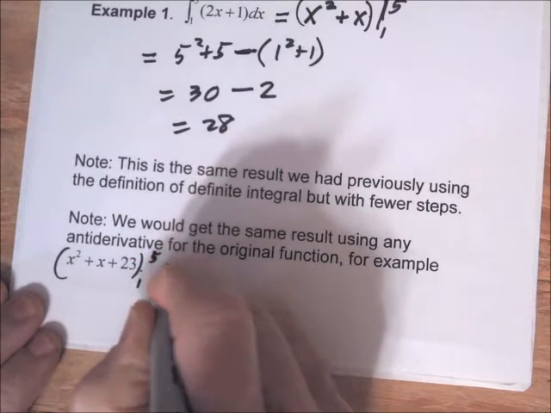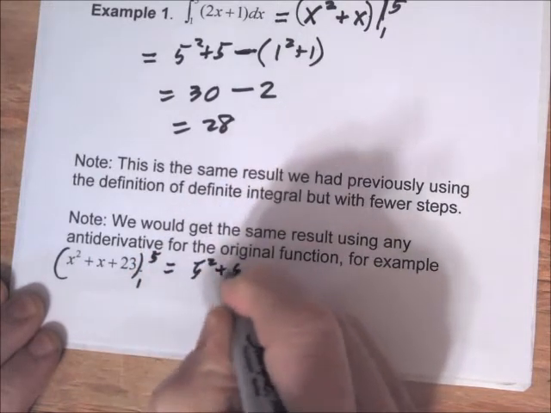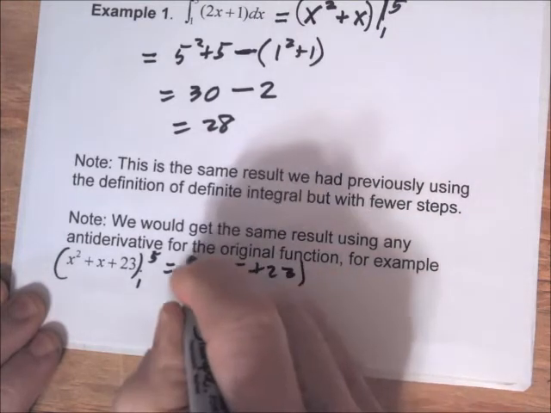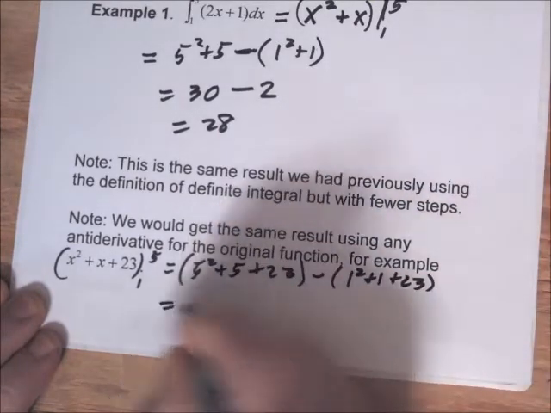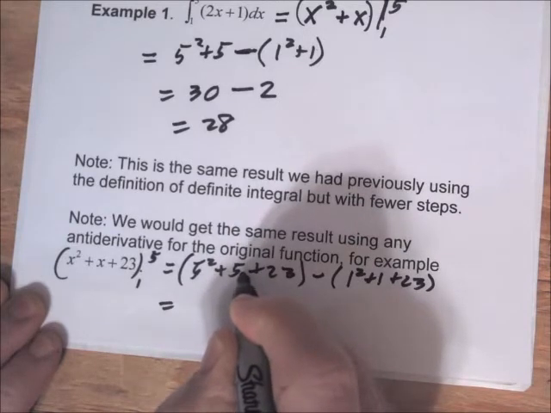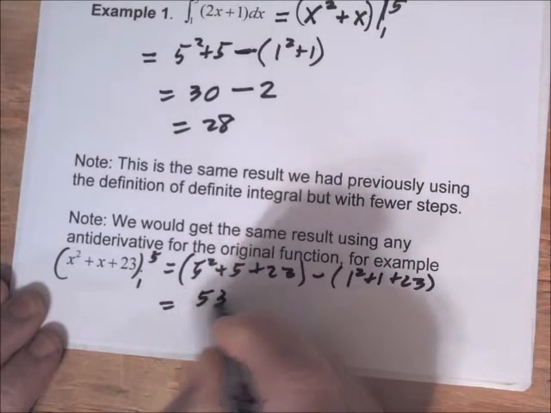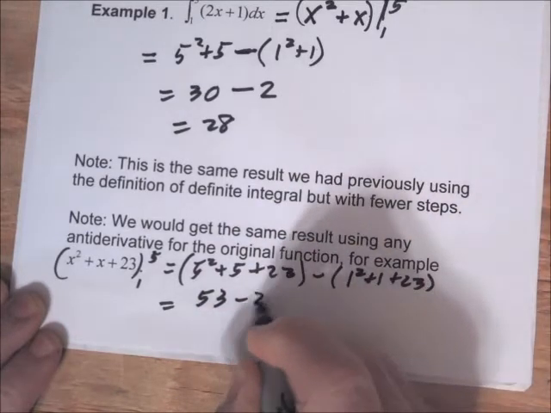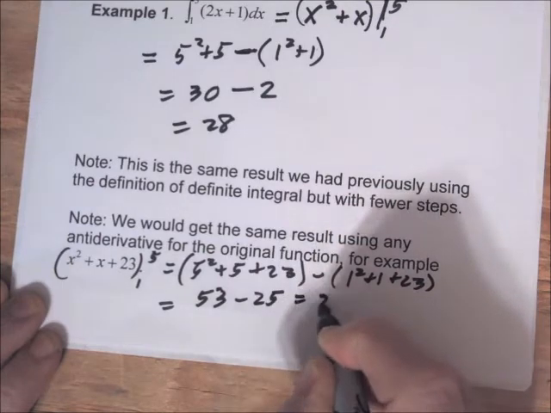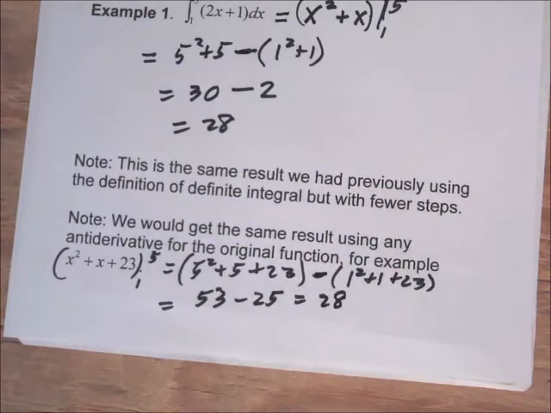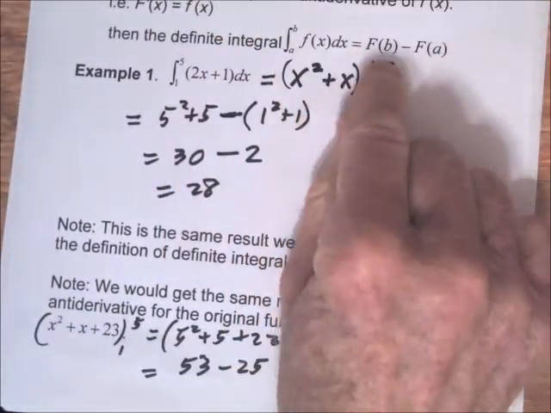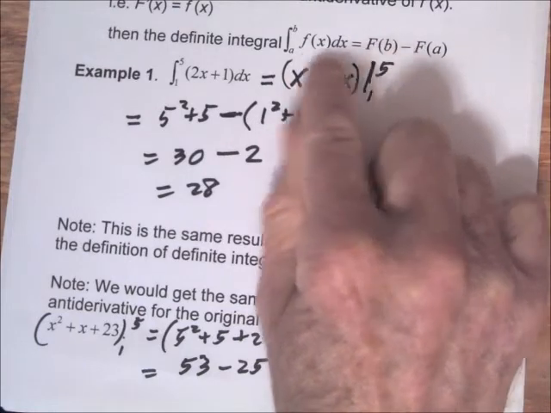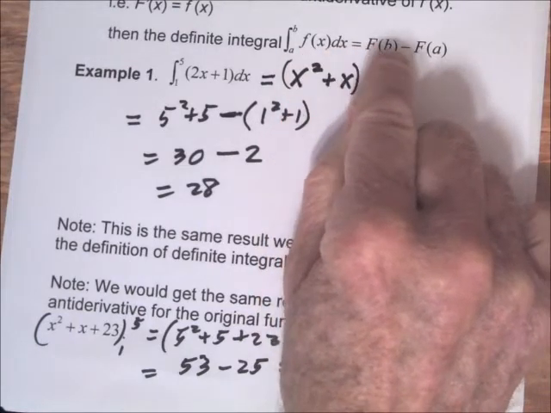So we could have used this one here if we evaluated x squared plus x plus 23 at 1 and 5. So we're going to have 5 squared plus 5 plus 23, that's F of 5, minus 1 squared plus 1 plus 23. 5 squared plus 5 is 25 plus 5 is 30, plus 23 is 53. 23 plus 1 plus 1 is 25. 53 minus 25 is 28. So we could have used a different antiderivative and gotten the same result. It doesn't matter which one we use, as long as capital F is an antiderivative for the original function, then the definite integral is going to be F of b minus F of a.